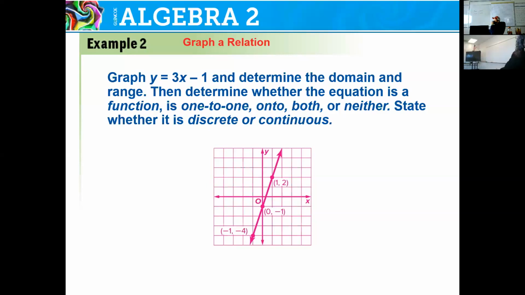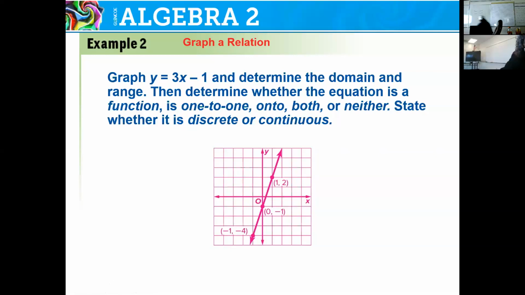So using the grid lines, is there any time that one of the grid lines intersects the graph more than once? Going through from the picture shown, we can conclude that no, it doesn't. This grid line only intersects here. This grid line only intersects here, intersects here, intersects here. So yes, this is a function.